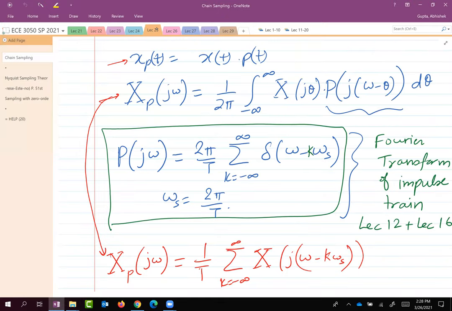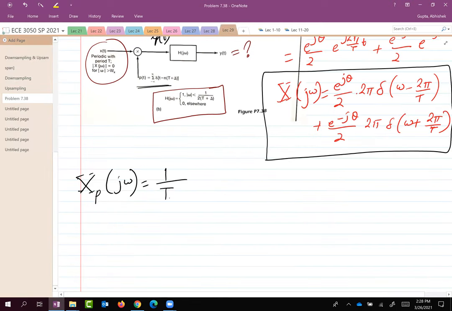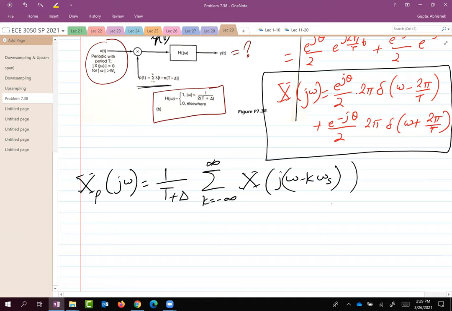I'm going to go back to lecture 25, where we derived this expression. X_p(j omega) is 1 over T, where T is the sampling time, so it will become T plus delta, times the summation of X(j omega minus k omega s). This is the result we derived in lecture 25, and I'm just going to use it here. So 1 over (T plus delta), summation k goes from minus infinity to plus infinity, X(j(omega minus k 2 pi over (T plus delta))). Okay, so this is my X_p(j omega).